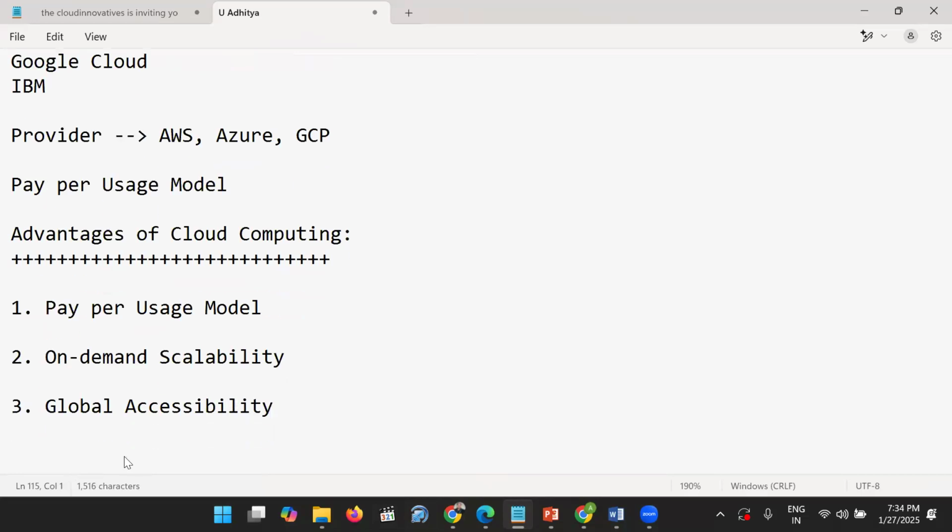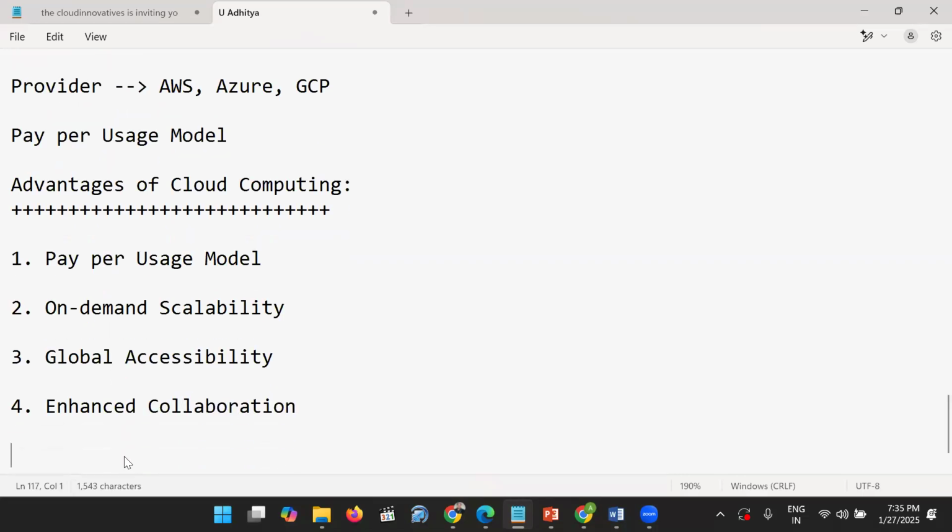Also, you may want to collaborate your work with others, whether project work, research work, or some other work. Using the cloud platform, we can easily do collaboration. An enhanced collaboration feature is provided.